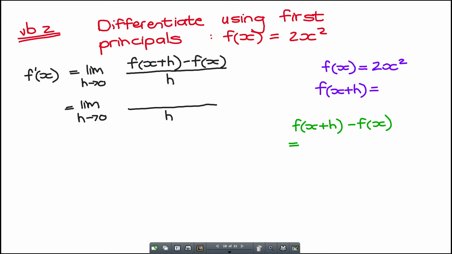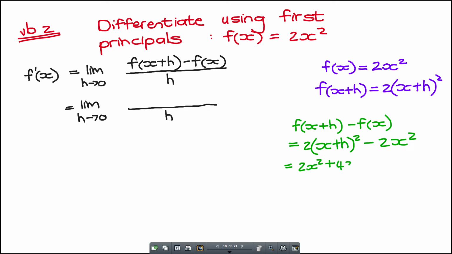Okay, wait. Okay, so over here you will have 2x plus h squared. So 2x plus h squared minus the 2x squared. Okay, if I multiply that out, then I would get 2x squared plus 4xh plus 2h squared and then minus the 2x squared. Okay, so that's what I'm going to write at the top.